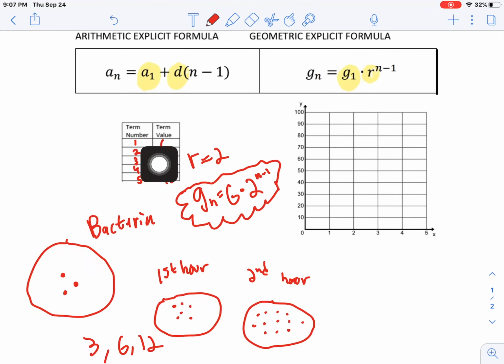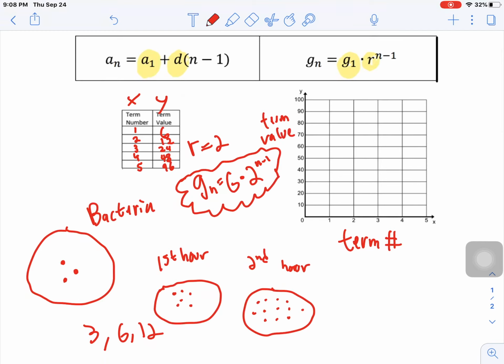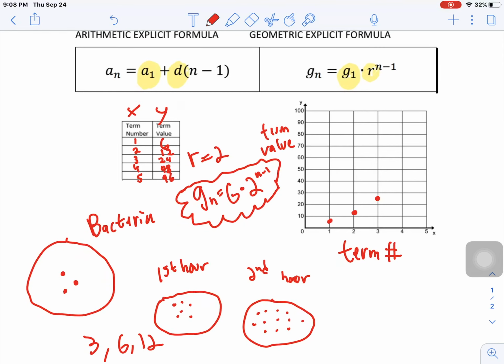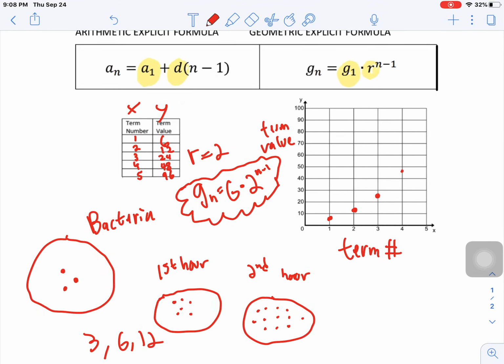And then in terms of the graph, you can think of your table as really like x, y's, inputs and outputs. And you can graph the term number on your x-axis and the term value on your y-axis. So the first one is 1 comma 6, roughly right there. 2 comma 12, about there. 3 comma 24, 4 comma 48. So I'm just graphing these points. And then 5 comma 96.